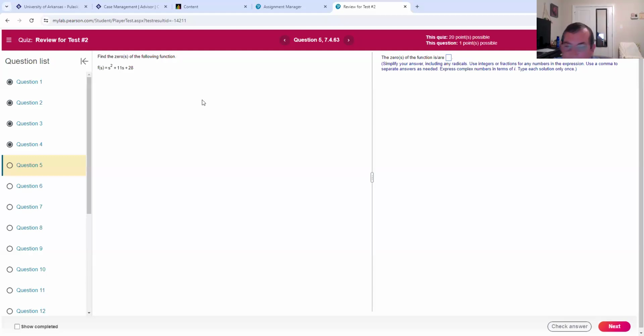All right, y'all, I'm going to start writing these down now so I can start working these ones on the pad. They want me to find the zeros of the function. They have f of s equals s squared plus 11s plus 28.